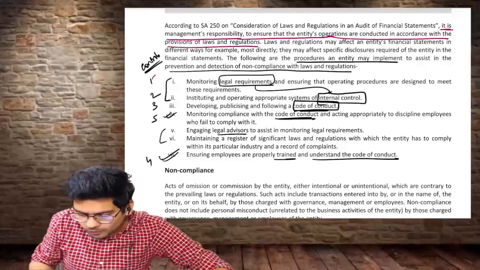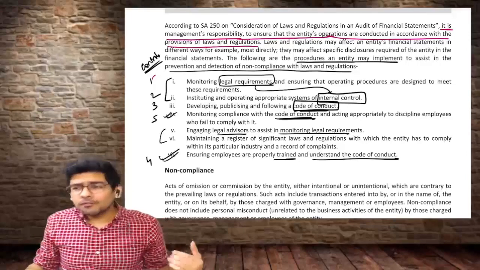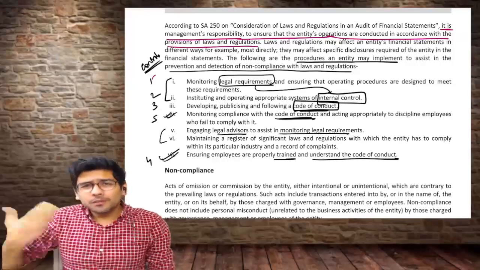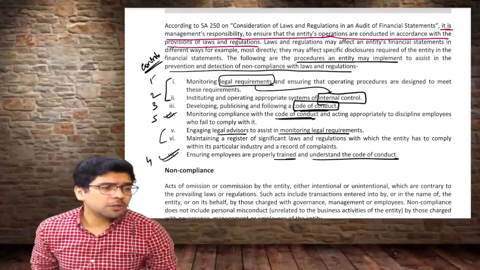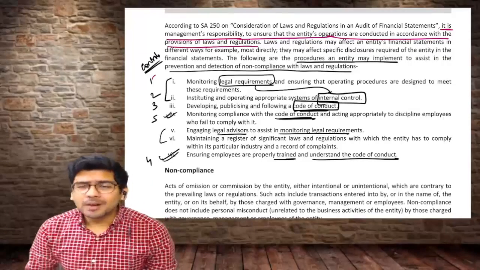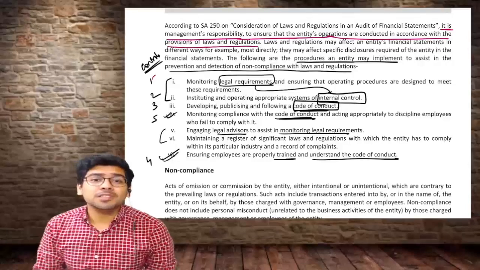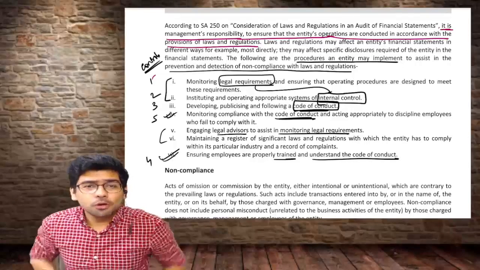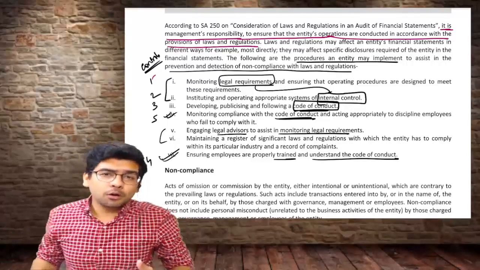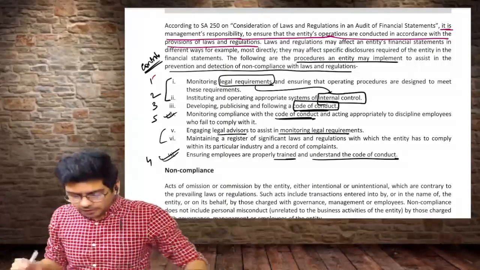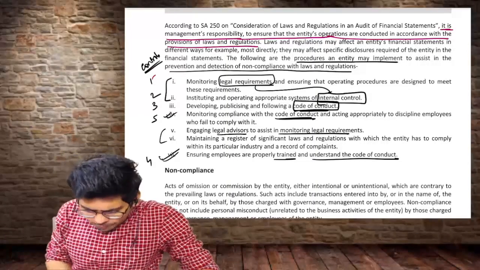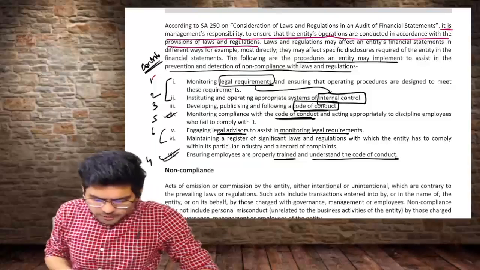Engage legal advisors to assist in monitoring legal requirements. Now if your organization is growing, you have become a big organization, probably it will not be possible for you to ensure compliance with every law. That is why big companies have a legal department of their own. So you need to hire people who are experts in laws. They are the ones who are going to ensure that all laws and regulations are complied with. So we have a point, engage legal advisors. This will be your 6th point.